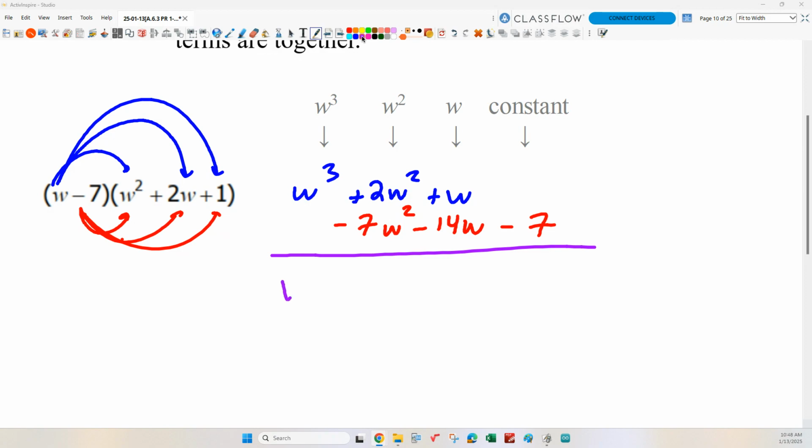So I get W cubed, 2W squared minus 7W squared is how many? Negative 5. So minus 5W squared. W minus 14W is 13W. And I've got a minus 7. Okay, better, right? Makes it easier. Give me thumbs. Does that make sense? Okay.